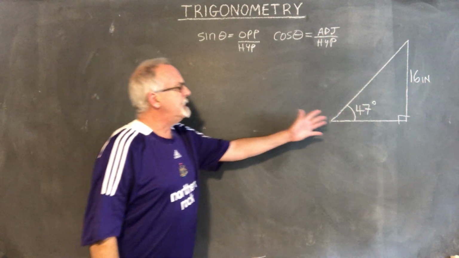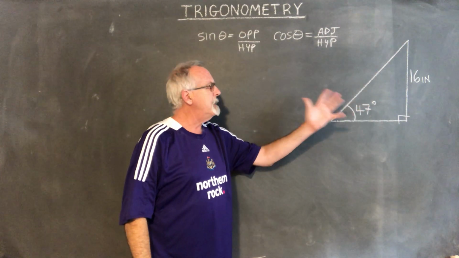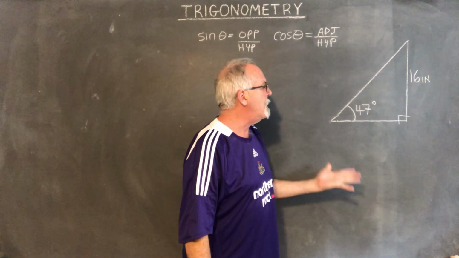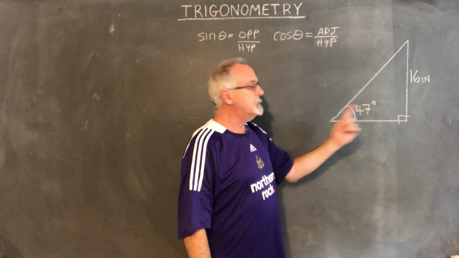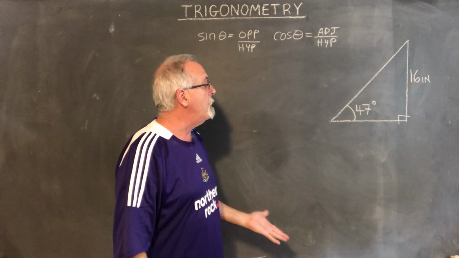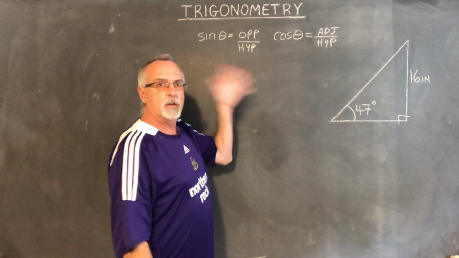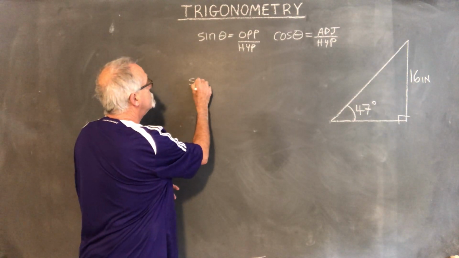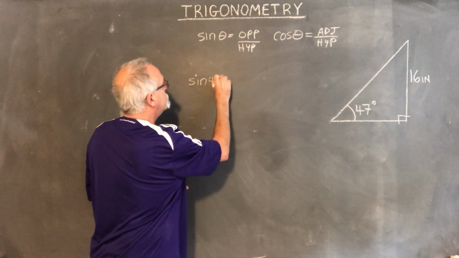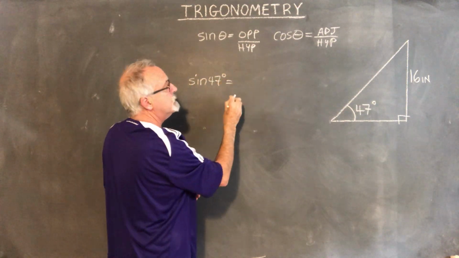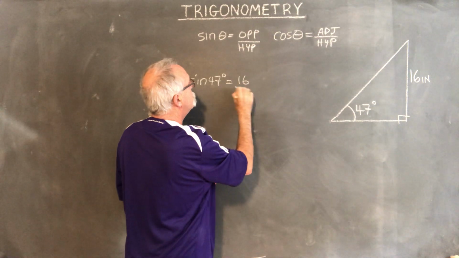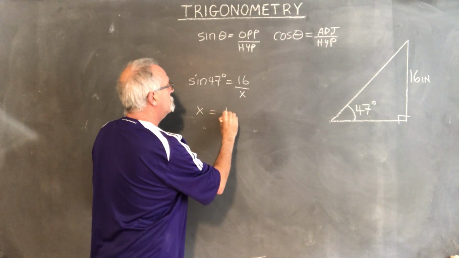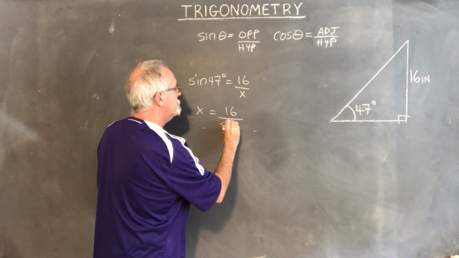So we see this and our minds might immediately leap towards this one, because we can see that the 16-inch side that we know in this right triangle is opposite the 47-degree angle that we know. So we might say, oh, well, it's obvious, we just use this formula. And of course, if we do, it'll look like this. Sine of 47 degrees is equal to 16 over x. I'm doing the trade. X is therefore equal to 16 over sine 47 degrees.